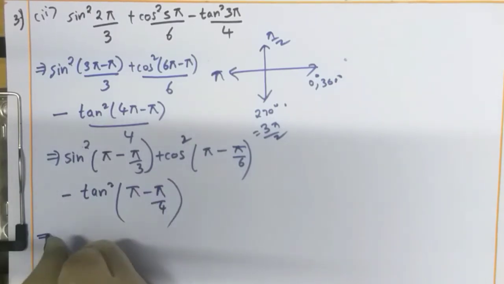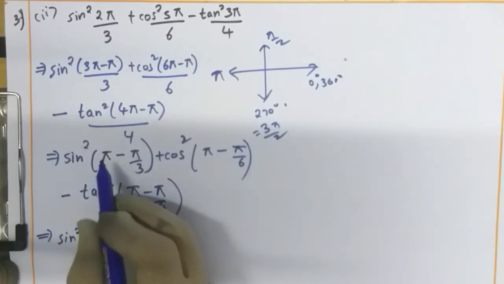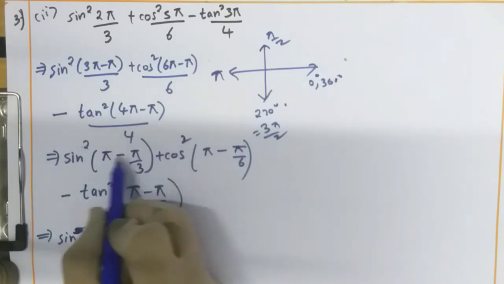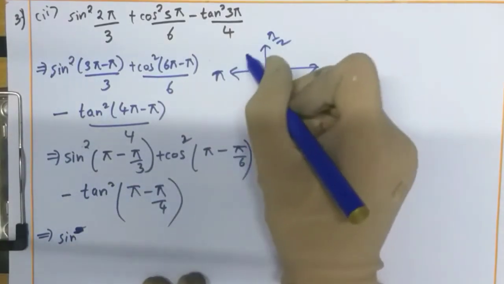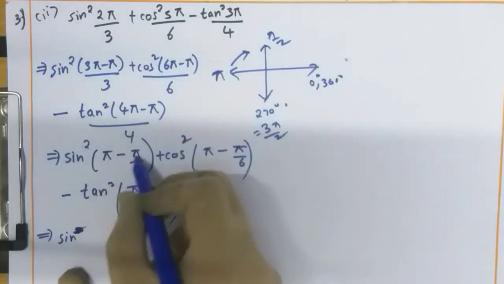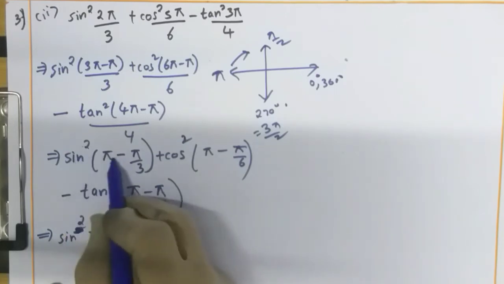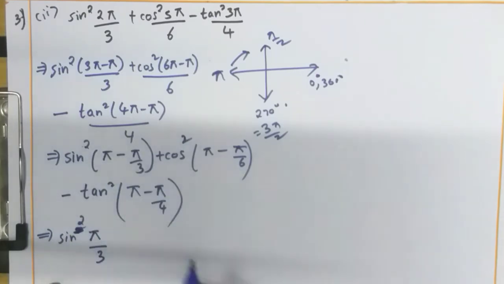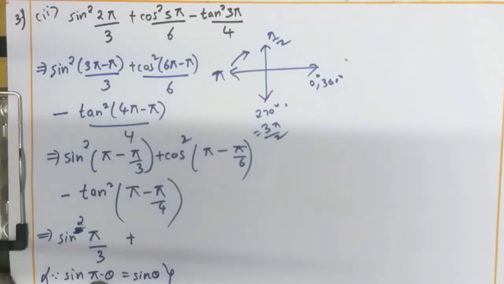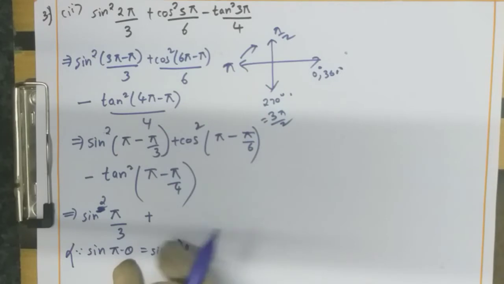Now I will have sine square 180 minus theta. What is sine 180 minus theta? 180 minus theta means it will lie in the second quadrant. We know sine is positive in the second quadrant. So we will have sine square pi by 3, because we know sine 180 minus theta is sine theta. Okay, I am not writing the formula. It's your wish. If you write the formula, you can write. Plus, so that you should not get confused, I'll write sine 180 minus theta is sine theta. Since it is 180, sine will remain sine only, and it is positive.